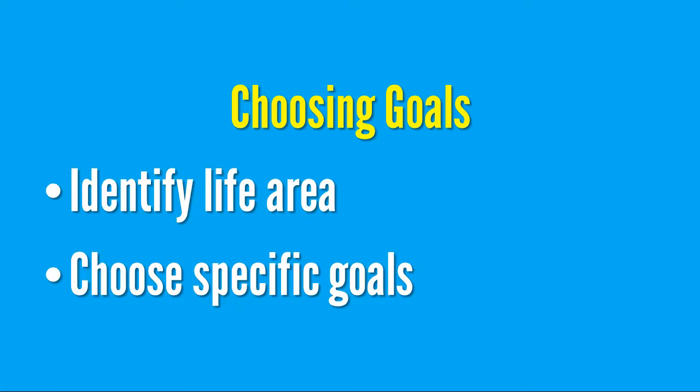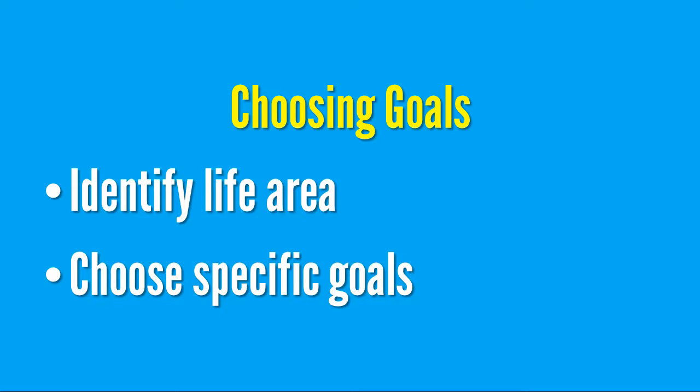There are 2 things involved in choosing goals. One is to identify the life areas you wish to focus on, and then secondly, to choose specific short-term and long-term goals within those life areas. So the first step, identifying the life areas. I recommend you focus on 1 to 3 of the life areas for which you identified values and goals. So which of the domains do you most want to address first?